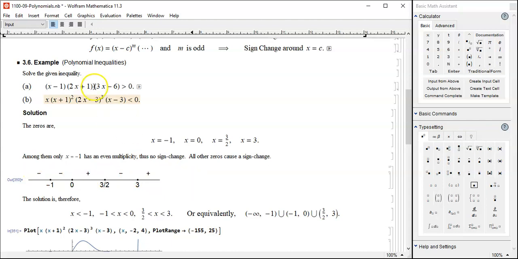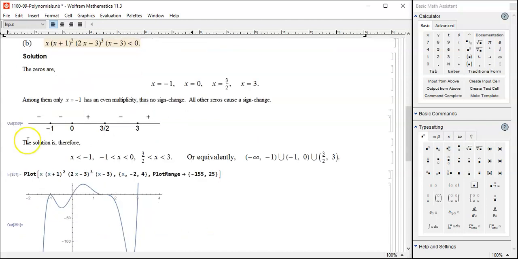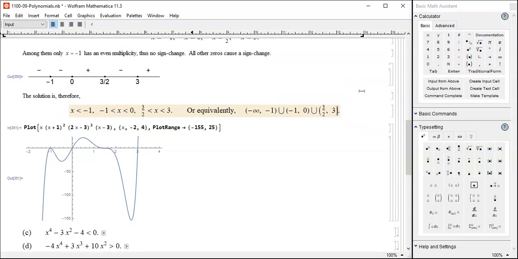And then in the end, what do I want? Less than 0? Okay, so I want negative intervals. 1, 2, 3 intervals. So x is less than -1, or between -1 and 0, or between 3/2 and 3. Here's the interval notation. And by the way, here's a graph, and in this case, the graph makes a lot of sense. Less than -1 here, between -1 and 0 here, and then between 3/2 and 3 here.